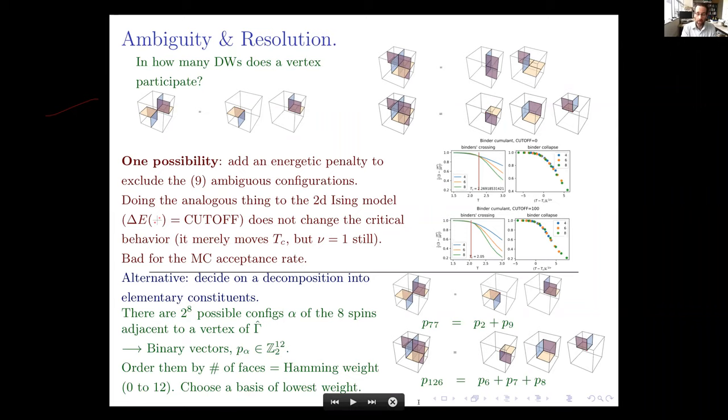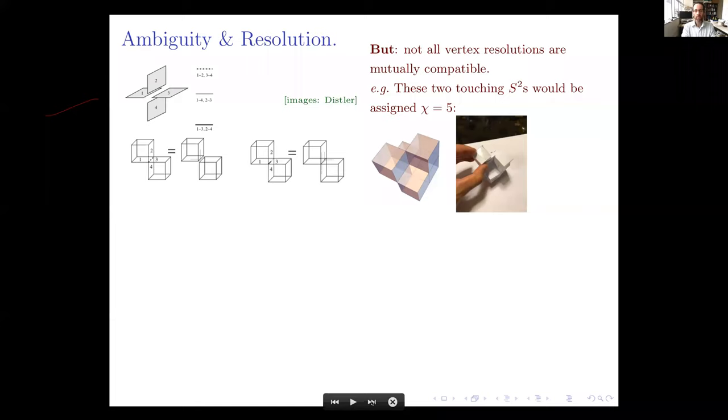That's not quite the end of the story, though, because not all ways of interpreting a given vertex are compatible with each other. And I think this is related to the issue that Ara was mentioning. In particular, at this vertex, we say that 2 and 4 are connected to each other and 1 and 3 are connected to each other. But at this vertex, we say that 2 and 3 are connected to each other and 1 and 4 are connected to each other, then there's some kind of branch point in the middle.